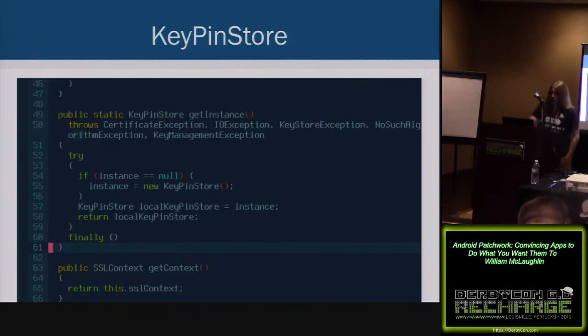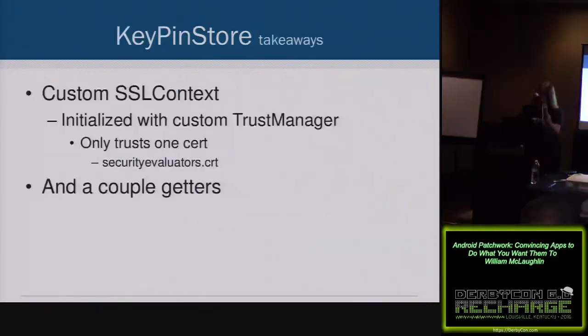There's a getInstance function that will either return an instance of keyPinStore that already ran through all those steps we just talked about, or it will create a new one and then call the constructor, running through all those steps, setting up the custom SSL context. And then there is a getContext function on line 63 that simply returns this custom SSL context. Cool. So the important thing here: we have a custom SSL context.